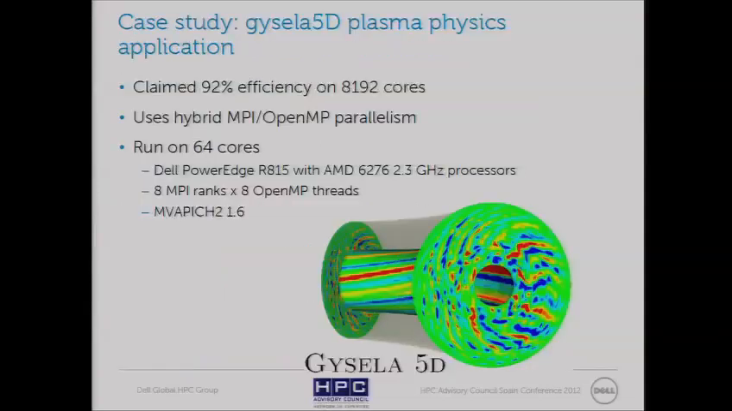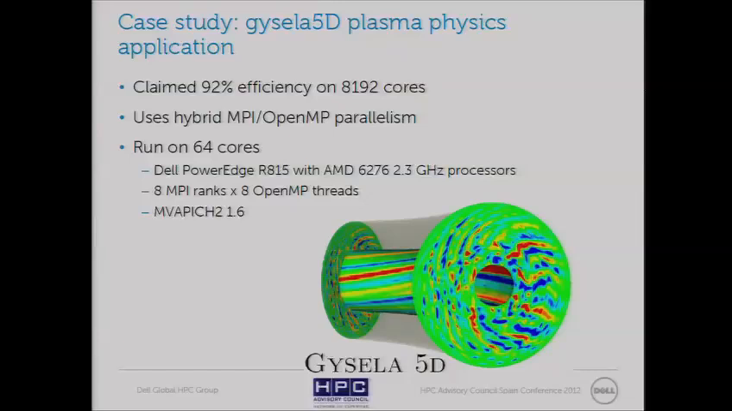Then I have a case study here. I show you the Gyrokinetic plasma physics application GENE that is known to run very well and very efficiently on a large number of cores. It uses hybrid MPI and OpenMP parallelism. So generally you say MPI between the nodes and OpenMP inside a node, just to obtain the maximum efficiency and performance.